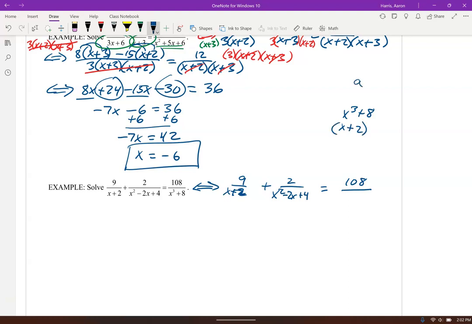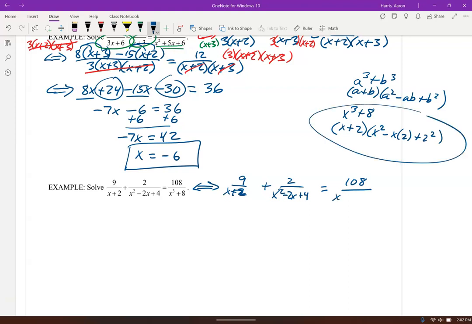2 cubed is 8, right? Remember, a cubed plus b cubed factors into a plus b, a squared minus ab plus b squared. So this will be, again, 8 is 2 cubed, right? So a plus b is x plus 2. X squared minus x times 2 plus 2 squared. So that's what this factors into. That's what x cubed plus 8 factors into. X plus 2, x squared minus 2x plus 4.